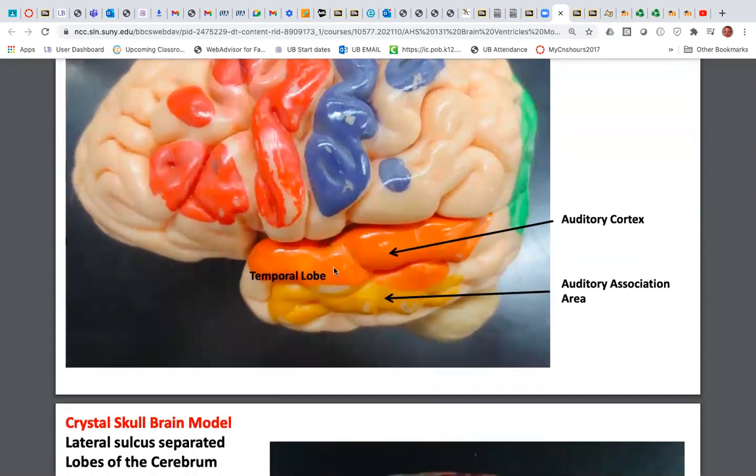Here is your temporal lobe, which is your hearing center. This is your auditory cortex. It allows you to hear, and then it will relay it to this part, which is the auditory association area. So you can interpret and go, oh, I know who sings that song. Okay.